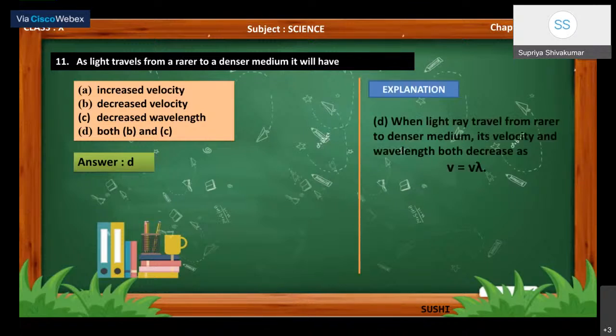Okay. So when a light ray travels from rarer medium to denser medium, its velocity and wavelength both decrease, both change. So v is equal to nu lambda. Nu means frequency, or you can take f lambda. Otherwise c is equal to f lambda. c is the speed of light, or v is the speed of light, f is frequency and lambda is wavelength. Now in the same context, which factor will not change, which will remain unaffected? Velocity changes, wavelength changes. The factor that does not change is frequency. Even when a ray of light travels from one medium to another medium, only the velocity and the wavelength change, but the frequency will remain unaltered.